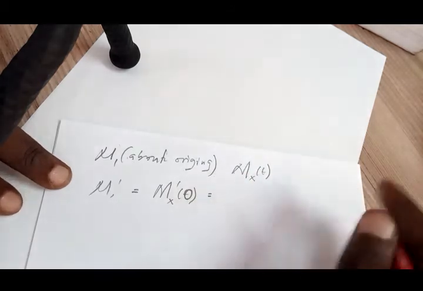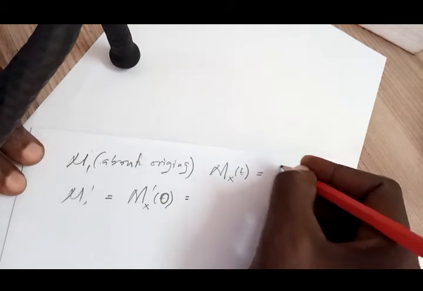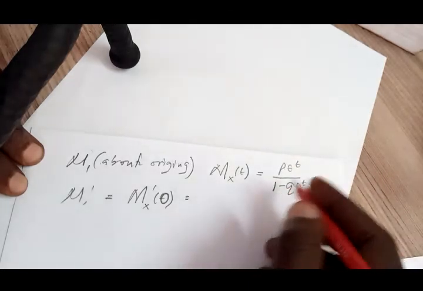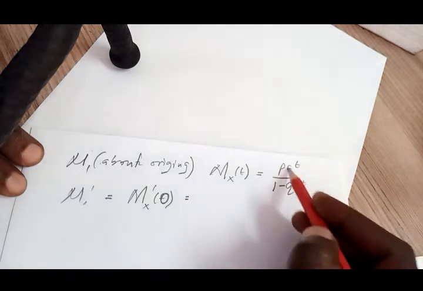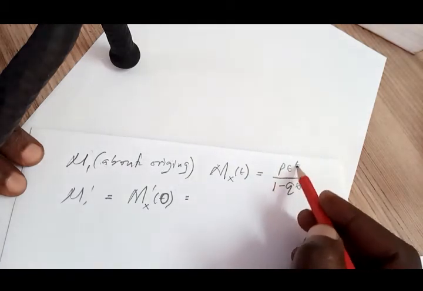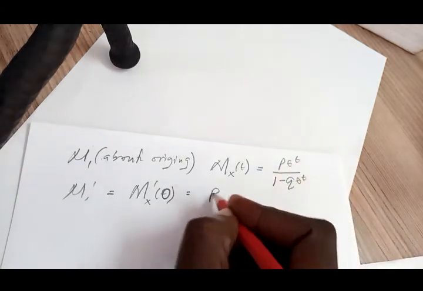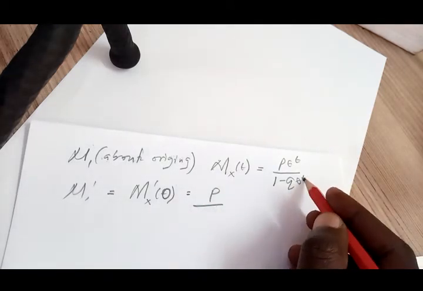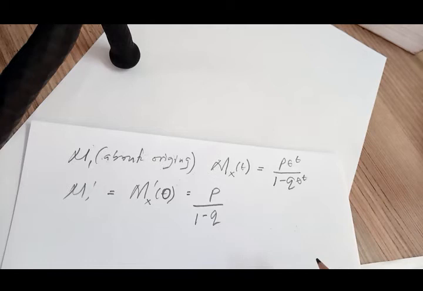MX(t). The first value that we found was basically P e^t over 1 minus q e^t. So now we are saying if the value for t is equal to 0, this is basically e raised to the power 0, so it's going to give me 1 times p, which is basically p. Then here, e raised to the power 0 gives me 1, so it will be 1 minus q. Okay, so this is the result that we are going to have.